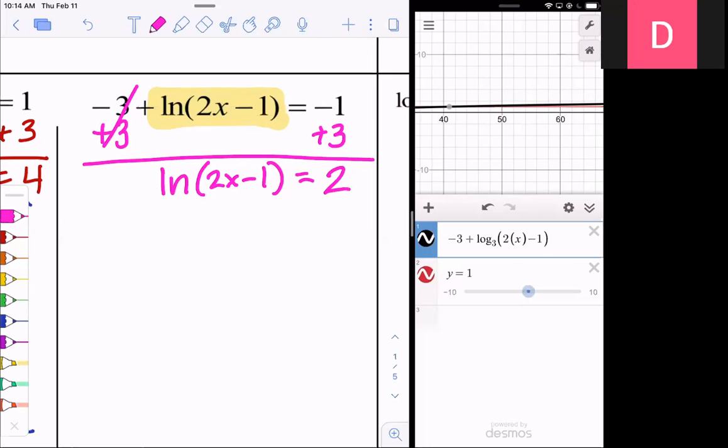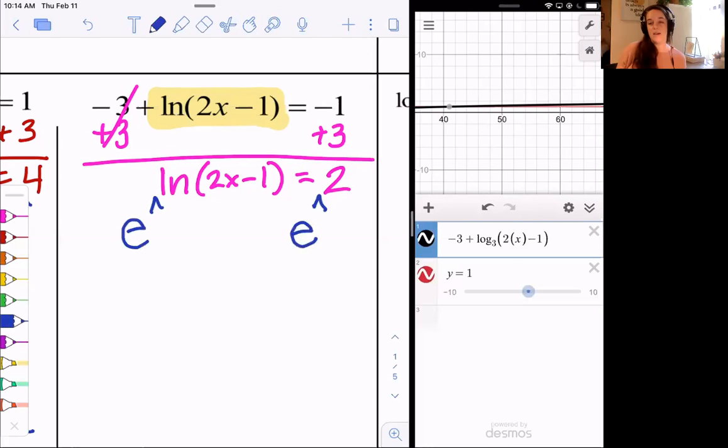Then you raise the natural log to e, or you take e and then raise it to the log that we have there, and the 2 as well. Perfect. Thank you, Devin.